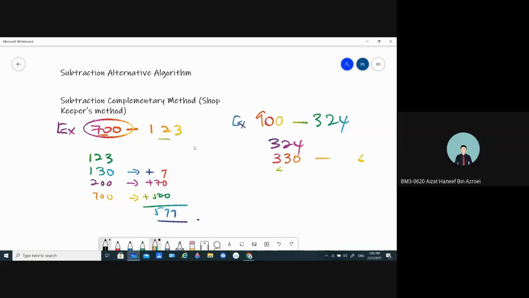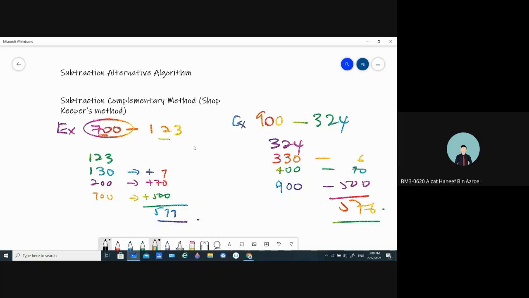From 330, we make this into the nearest 100. How much is that? 400. How much have we added? 70. From 400, we go straight to 900, which is another 500. Yes, we have added 500. So the answer is 576.